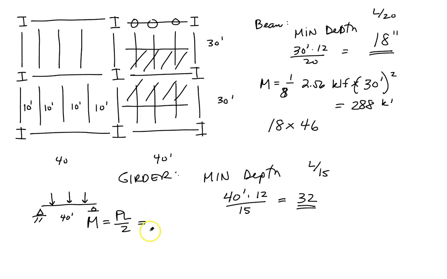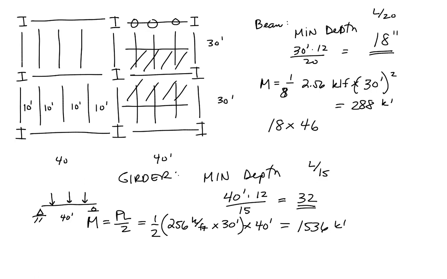So after doing that, you'd end up with 1/2. P would be 2.56 kips per foot times 30 feet. And then multiply by the L, which is 40 feet. So there's our P sitting right in there. And we'd end up with about 1536 kip feet.